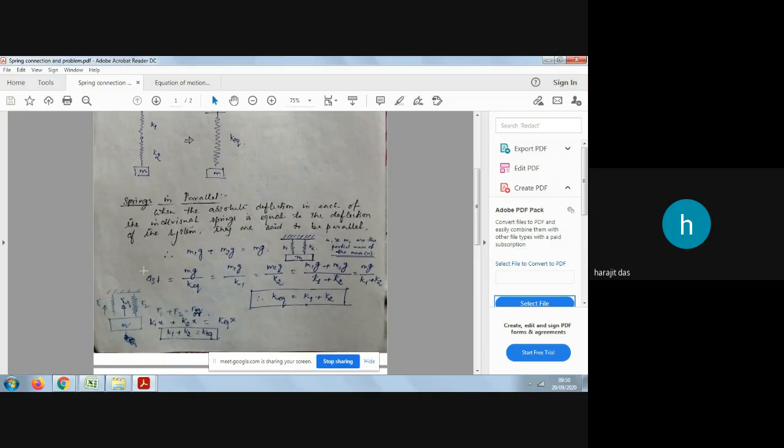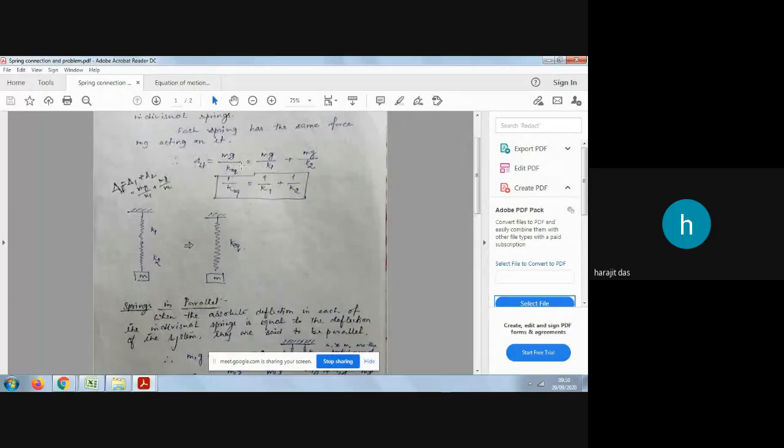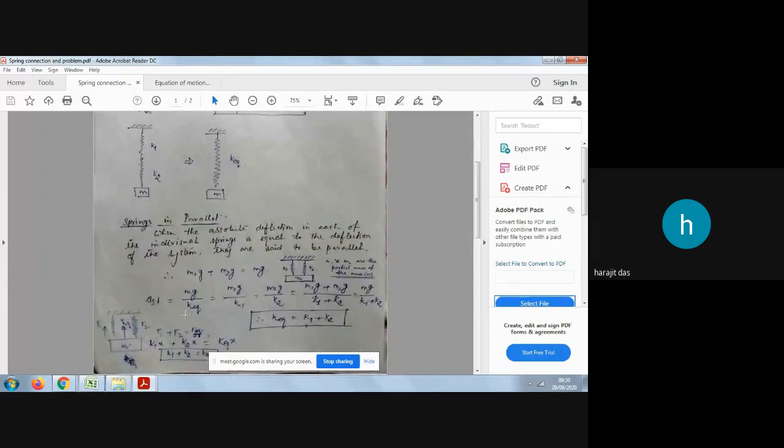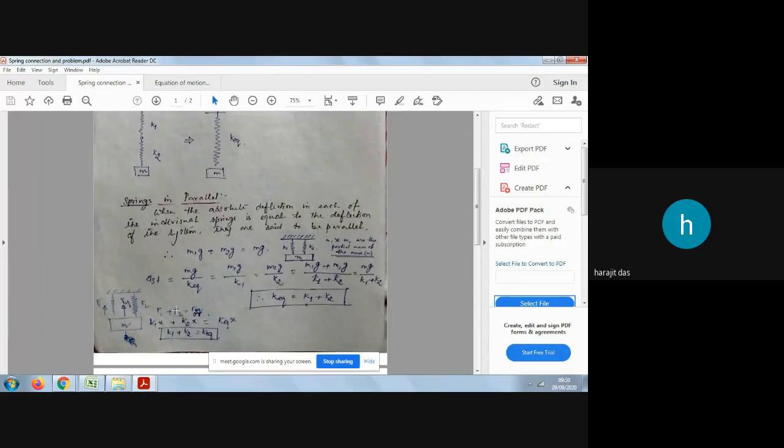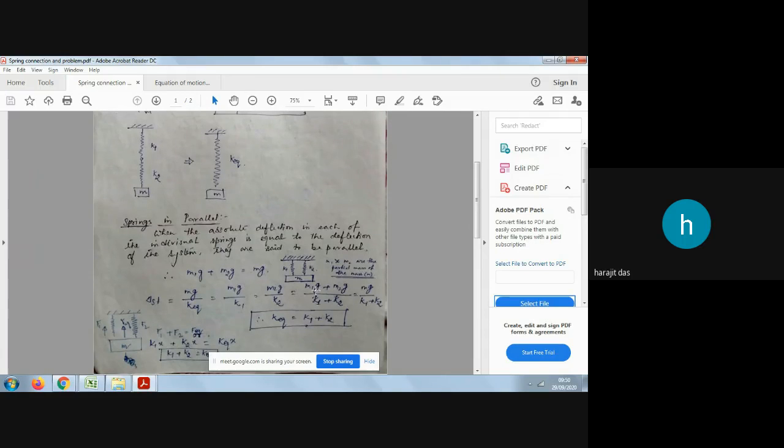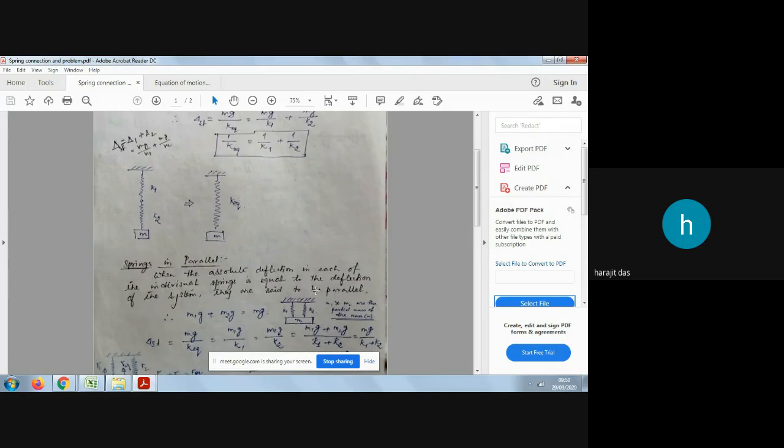The same concept is used here also, but I suggest you use this concept, as it will be easier for you. Here delta equals delta 1 plus delta 2 for series, and here delta equals delta 1 equals delta 2 for parallel. So now you will be able to solve problems where a few springs are there in a system. What you need to do is find the equivalent stiffness.